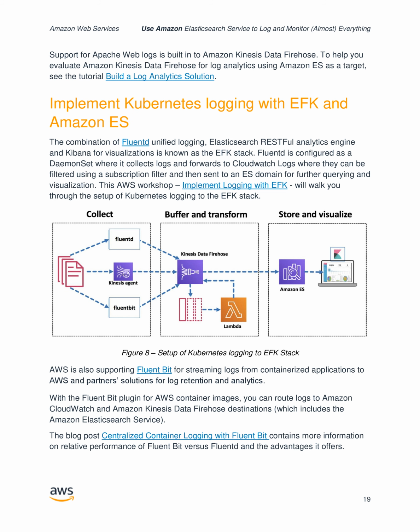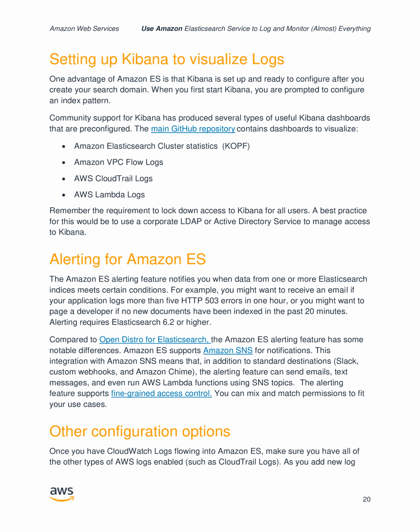AWS is also supporting Fluent Bit for streaming logs from containerized applications to AWS and partner solutions for log retention and analytics. With the Fluent Bit plugin for AWS container images, you can route logs to Amazon CloudWatch and Amazon Kinesis Data Firehose destinations, which includes the Amazon Elasticsearch service. The blog post Centralized Container Logging with Fluent Bit contains more information on relative performance of Fluent Bit versus Fluentd and the advantages it offers.